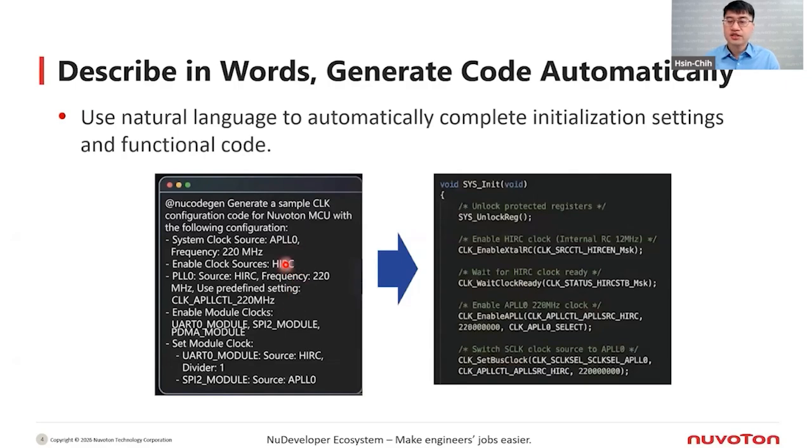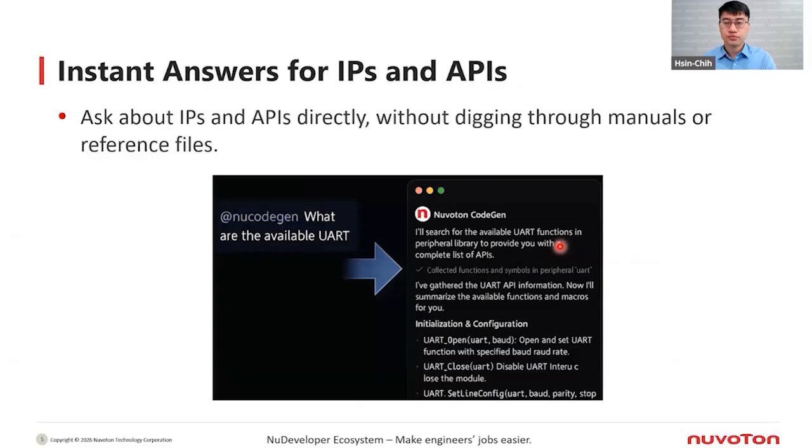NuCodeGen then automatically generates the corresponding code, saving both time and effort. NuCodeGen also allows developers to directly ask questions about IP and APIs. This eliminates the need to consistently search through technical reference manuals or documentation files, making development faster and more convenient.